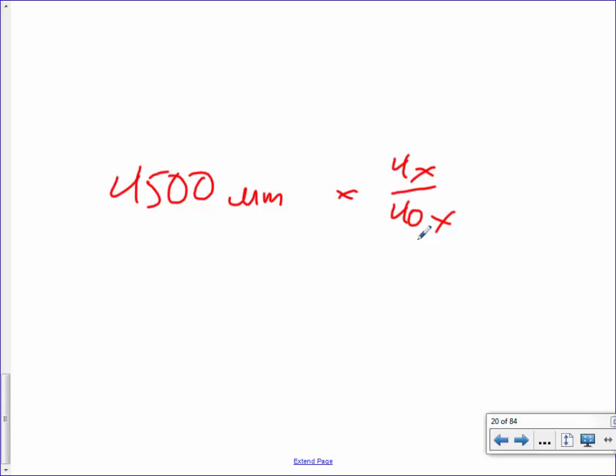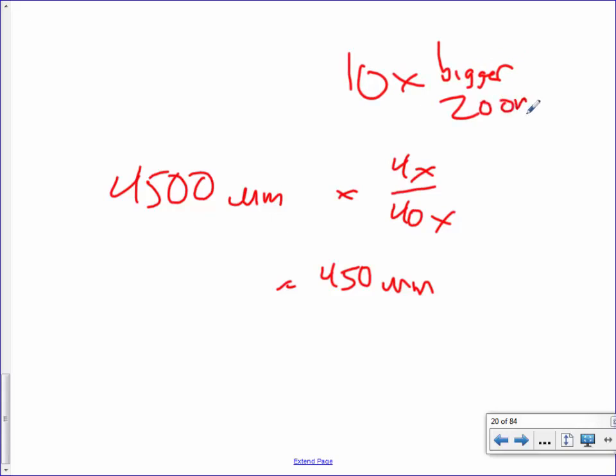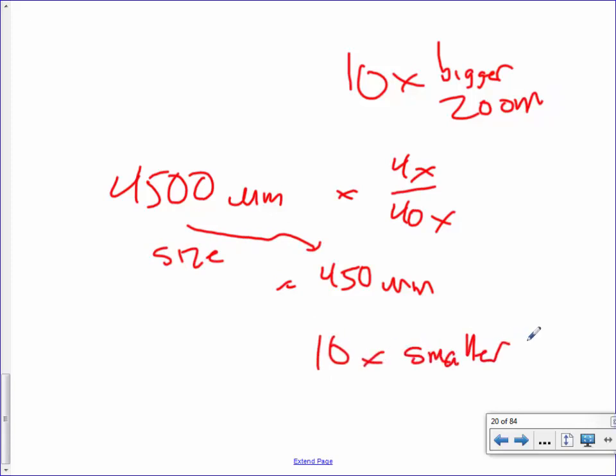Well, what was the number there? It ends up being 450. Which I think makes sense because from 4 to 40 means that you went 10 times bigger in terms of your zoom. So therefore the actual size of your objects should be 10 times smaller. Does that logic make sense? If you go to 10 times bigger zoom, it means that your objects must now be 10 times smaller as to what you're looking at.